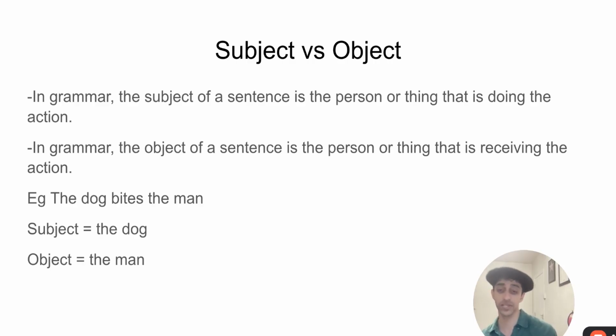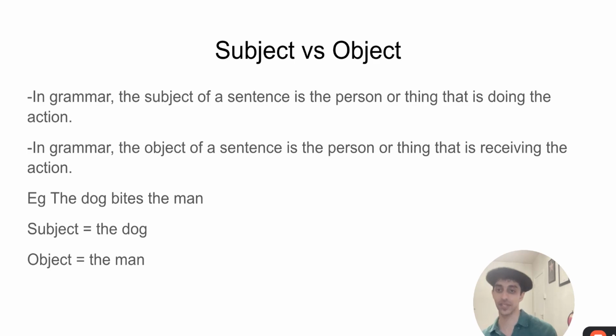Sentences in English and in French actually typically follow the same word order, where the subject comes first, followed by the verb, which is the doing word or action word, and then the object. And one typical example of that is the dog bites the man.